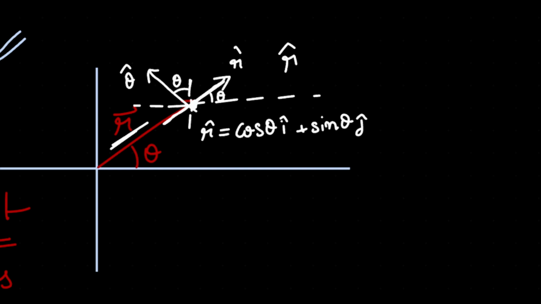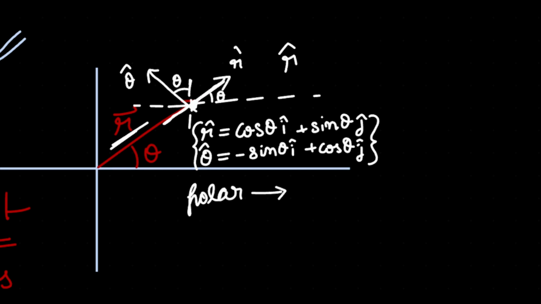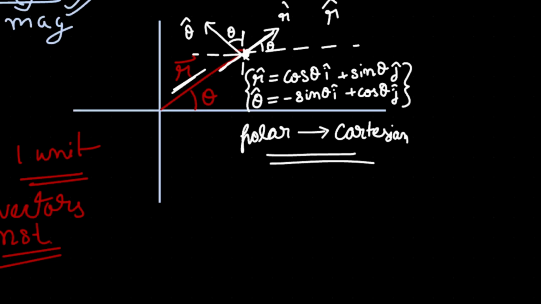Okay, and if you look into this theta cap, you will see this is actually minus sin theta i cap plus cos theta j cap. So this is the conversion of the basis vectors, or the unit vectors, from polar coordinates to Cartesian. Fine, I have understood that. I got the fact that this is what and that is what.